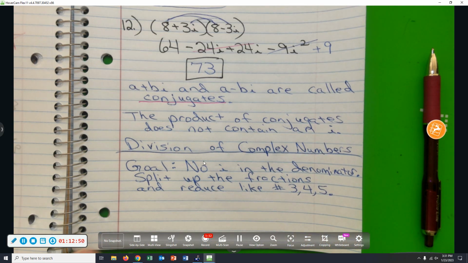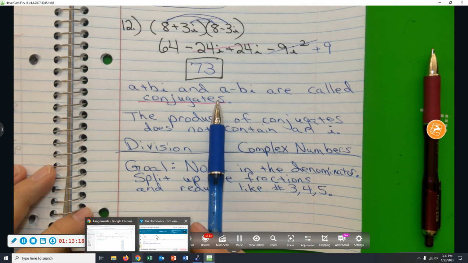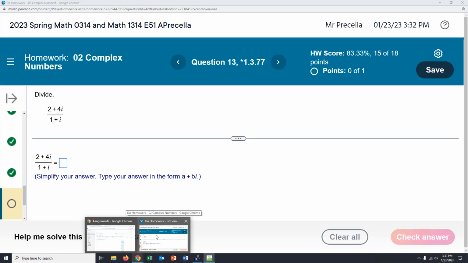That's why we had 3 problems like that, where it's a complex number with an i on top and an integer on the bottom. Your goal is to get rid of the i in the denominator and then split it up and reduce. Now go ahead and write the sentence that relates division and conjugates. In order to get rid of an i from a denominator, we know if we multiply 2 conjugates together, you're not going to have an i.